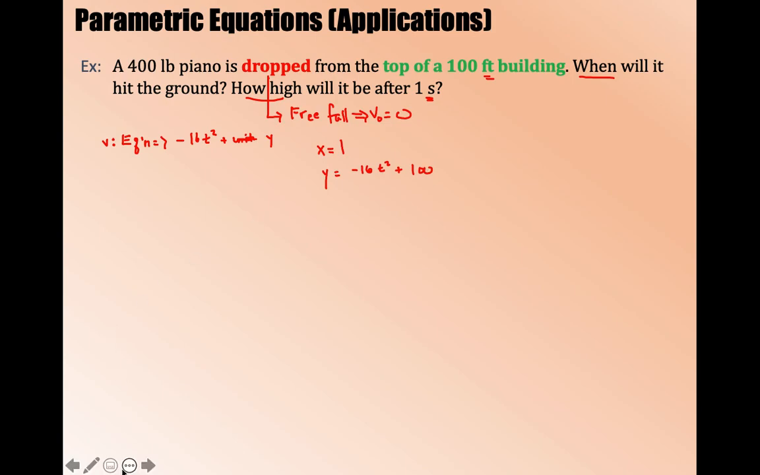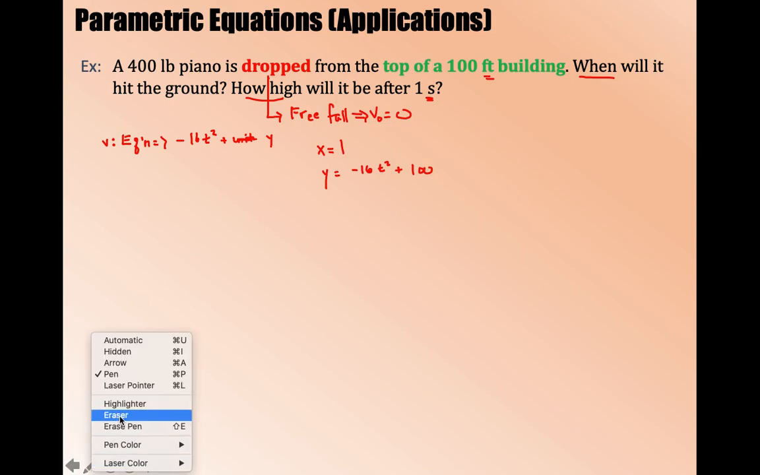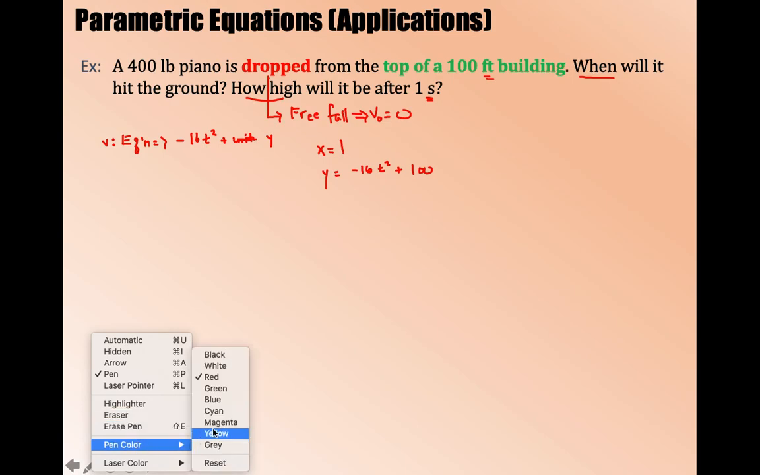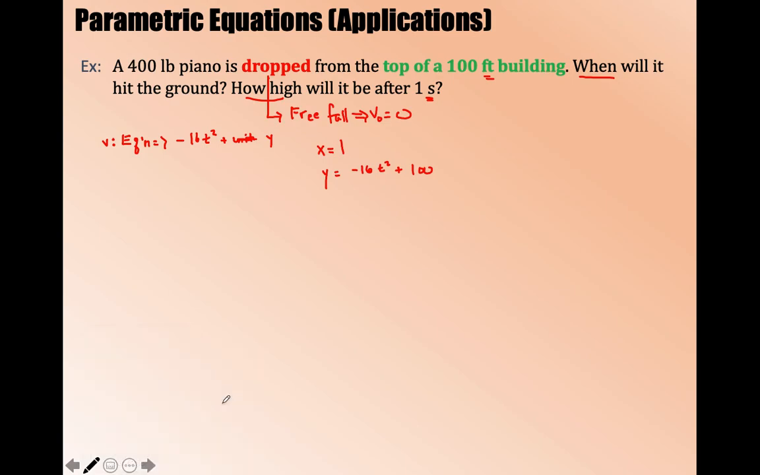So what are the questions they're asking me? They're asking me, when will this hit the ground? So like I alluded to in the last one, when is a time question. Hit the ground is a vertical question. So I want to make 0 equal to -16t squared plus 100. So t squared is going to equal positive 100 over 16, right?